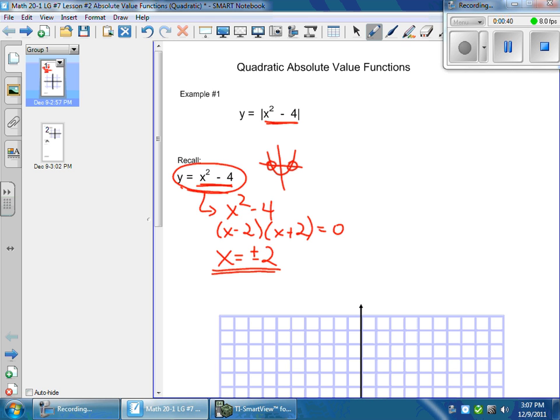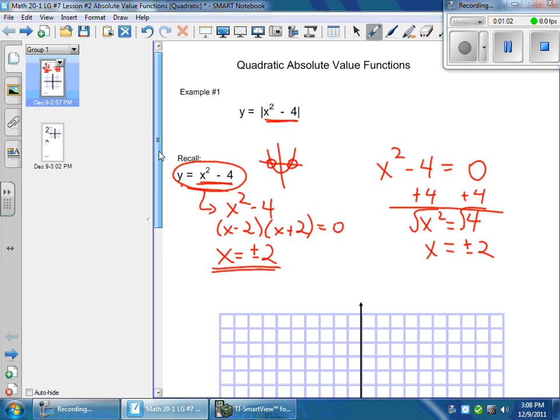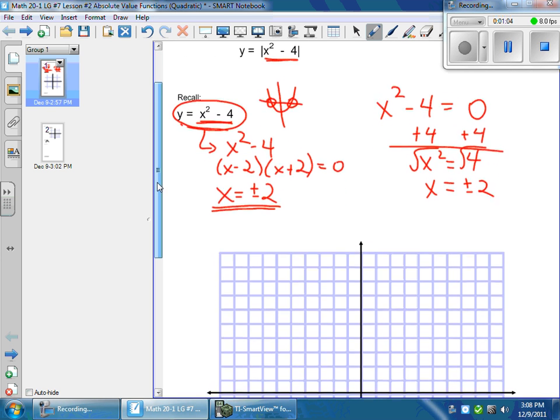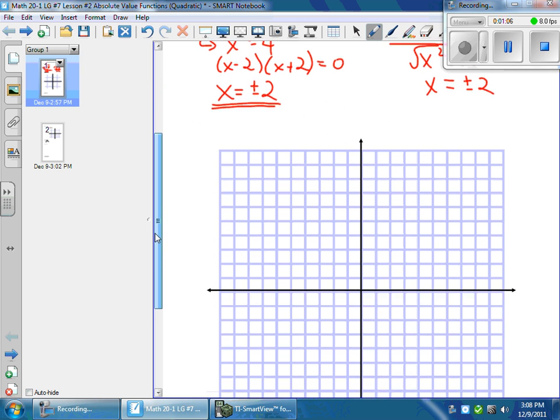Or you can say, okay, we can go x squared minus 4, which of course is going to equal 0, and then solve it by adding 4 to both sides, giving you x squared equals positive 4, and then square rooting it and realizing that the square root principle gives us plus or minus 2. Perfect. Either way, it doesn't matter. I want you to see what this guy looked like before we made it an absolute value. So with that in mind, let's use these nice little critical points here.